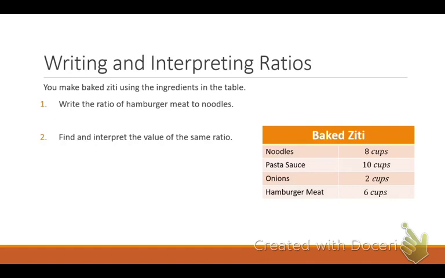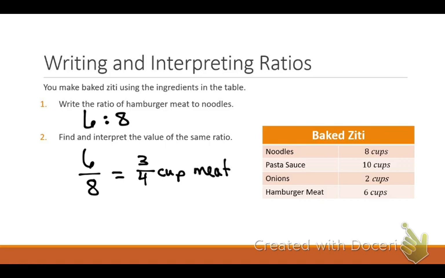I want you to just real quick on your paper write the ratio of hamburger meat to noodles and find the value. So what's my ratio, guys? 6 to 8. Now I take that value, 6 to 8, and what is the value? 3/4. So 0.75 or 3/4 of a cup of what? Meat per 1 cup of noodles. We just found the unit rate too, essentially, in the value.